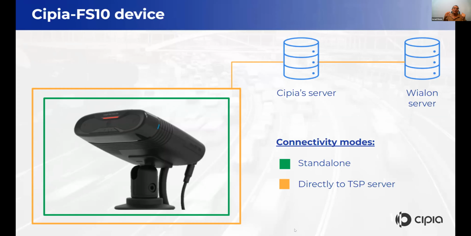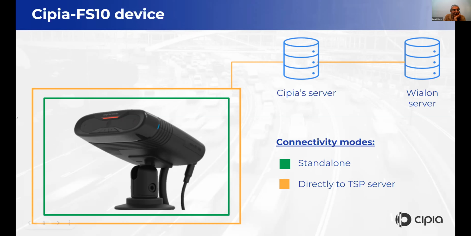Okay, now let's look a little bit at topologies. In the combined environment of Cipia and Wialon, we have two ways to install a Cipia FS10. The first one is a standalone mode. Actually, the Cipia FS10 is not connected to anything and is giving indications only to the driver. But even in this case, a customer can program the system to put all the information, all the track record needed into the SD card that can be installed in each Cipia FS10 device.